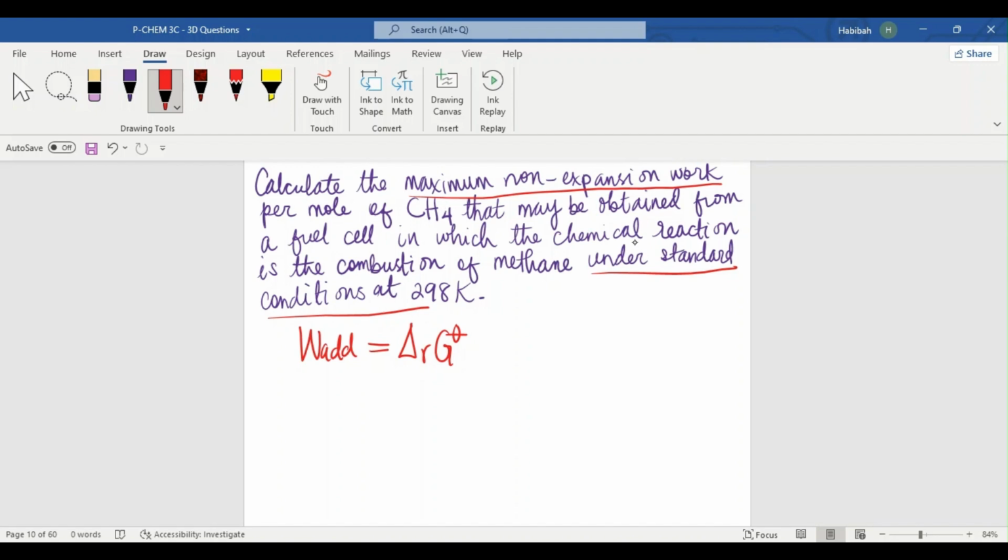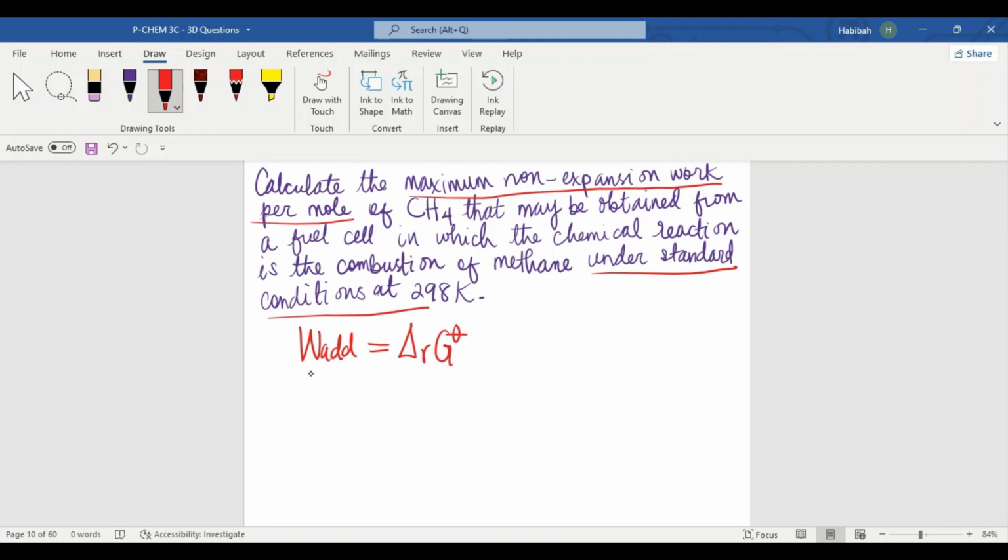All of this information is just to jumble things up. They could as well just ask you to calculate the Gibbs energy of reaction for the combustion of methane, and that's literally what they're asking you to do. But this way they said work per mole. So understand that under standard conditions, where the pressure and temperature are fixed, and you're hearing non-expansion and the volume is unchanging, the non-expansion work per mole is equal to the Gibbs energy of reaction.